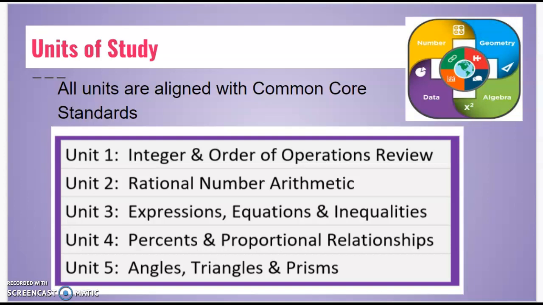The units of study that we are going to cover this year are integer and order of operations review. That's what we're in right now. Unit 2 is rational number arithmetic, and Unit 3 is expressions, equations, and inequalities. And then Unit 4, percents and proportional relationships. And lastly, Unit 5, which is going to cover angles, triangles, and prisms.